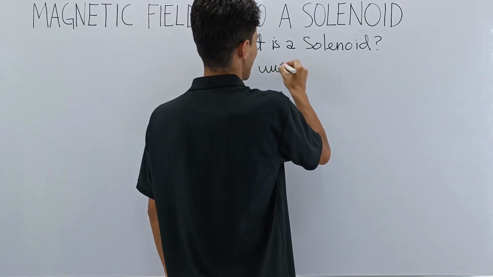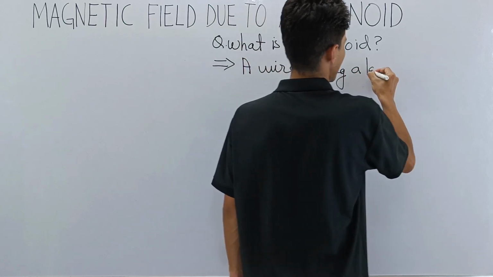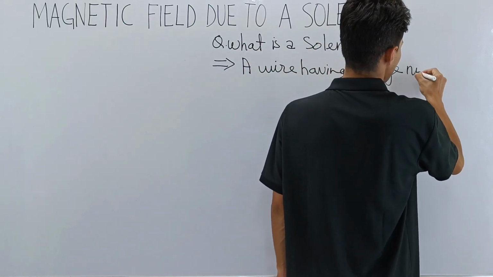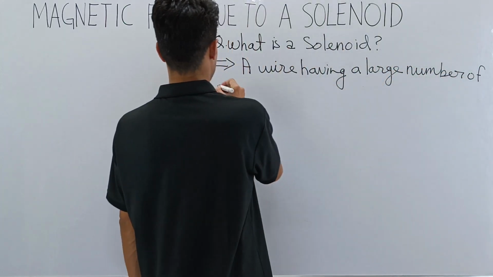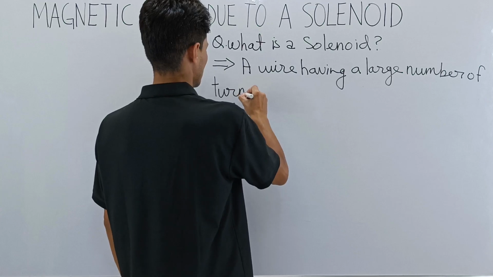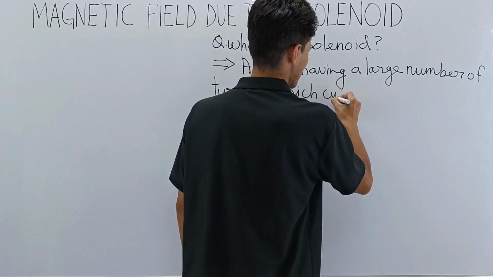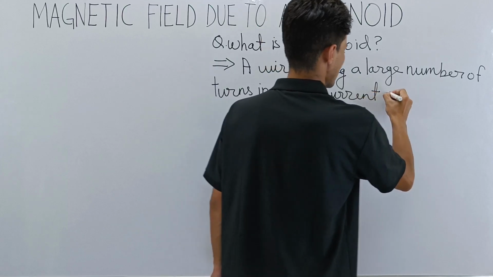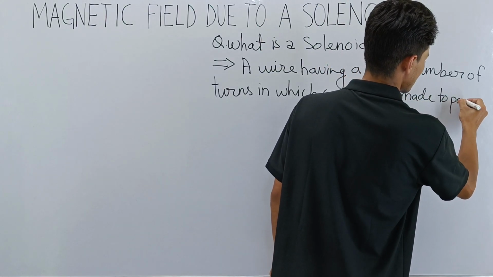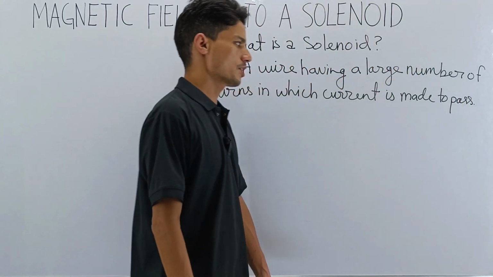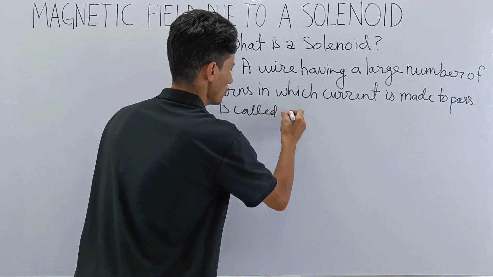A wire having a large number of turns in which current is made to pass, okay, is called a solenoid. So is called a solenoid.